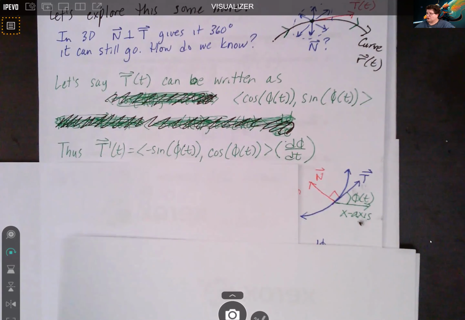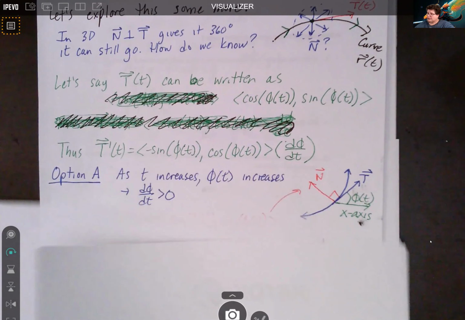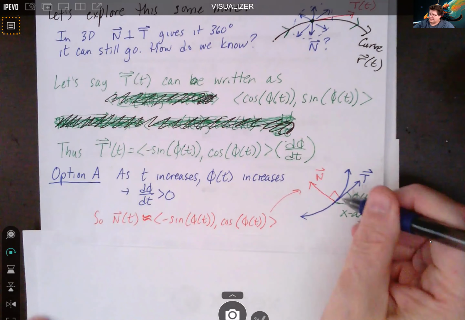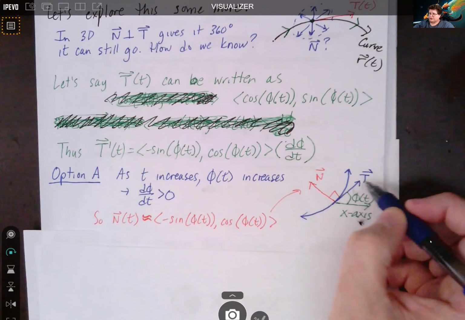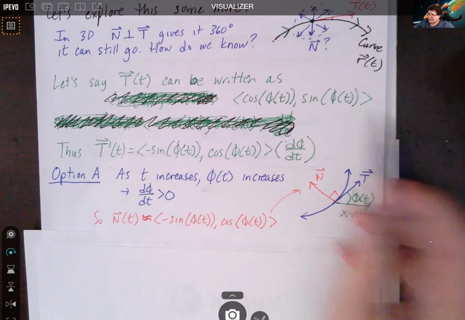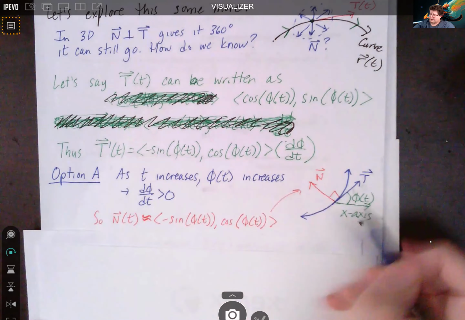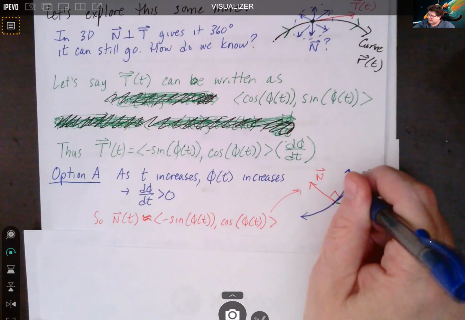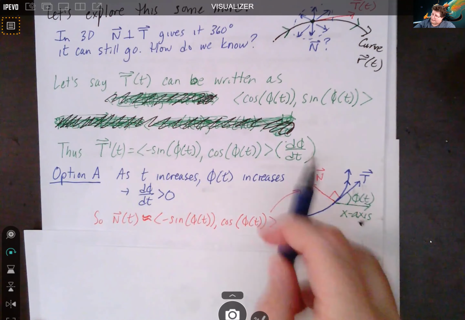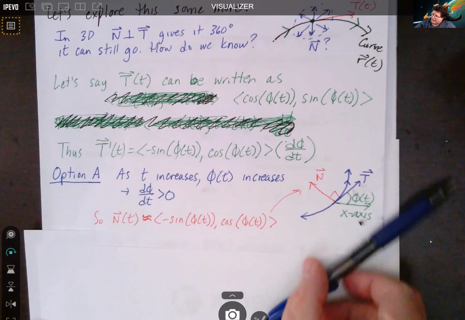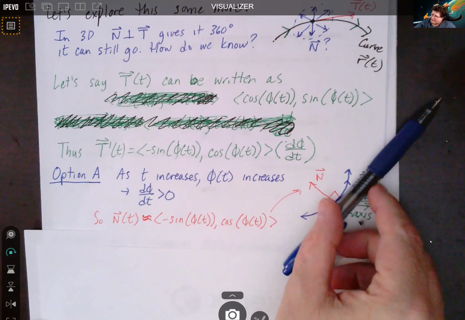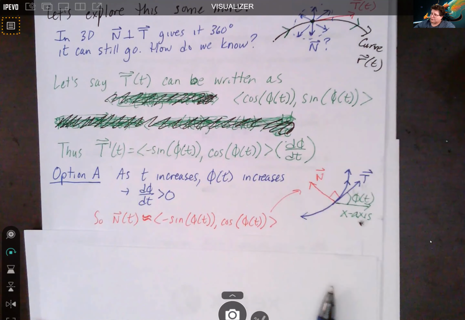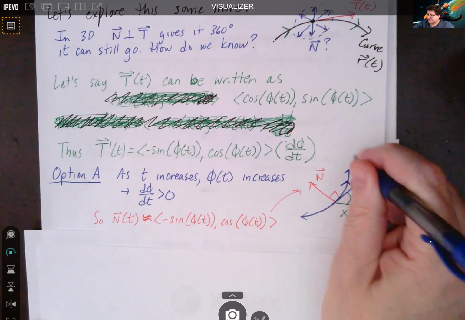So what does that mean? We've got a couple options. If t is increasing, theta is increasing also. d theta dt is greater than 0. So if we're going along the curve in this direction, as time goes on, that angle goes like this, and it keeps getting steeper. So theta is getting sharper as we follow that vector along. This is the direction of T positive.